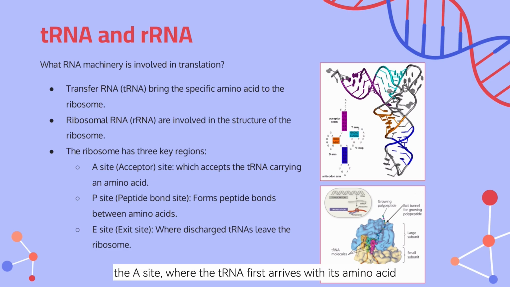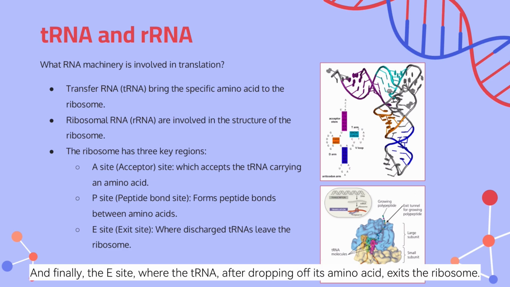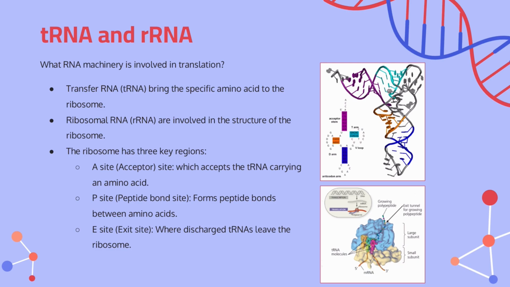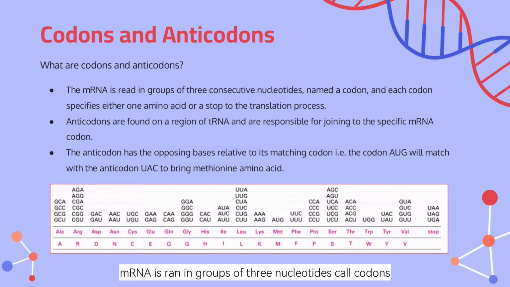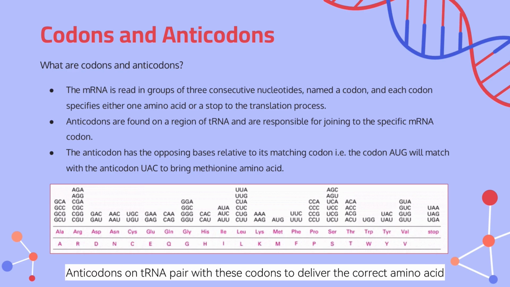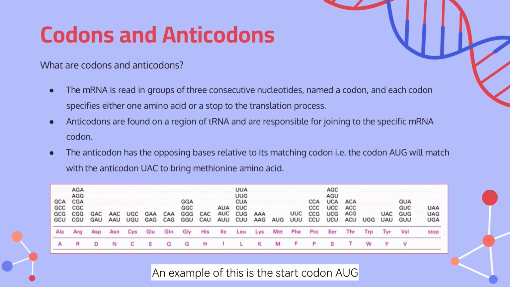The A site, where the tRNA first arrives with its amino acid, the P site, where bonds between amino acids are formed, and finally the E site, where tRNA, after dropping off its amino acid, exits the ribosome. mRNA is written in groups of 3 nucleotides, called codons. Anticodons on tRNA pair with these codons to deliver the correct amino acid to the right ribosome. An example of this is the start codon AUG, which codes for methionine.